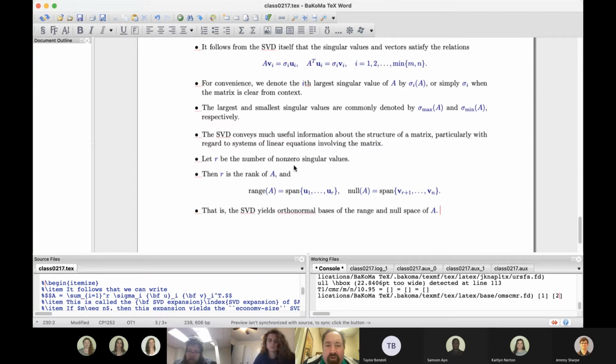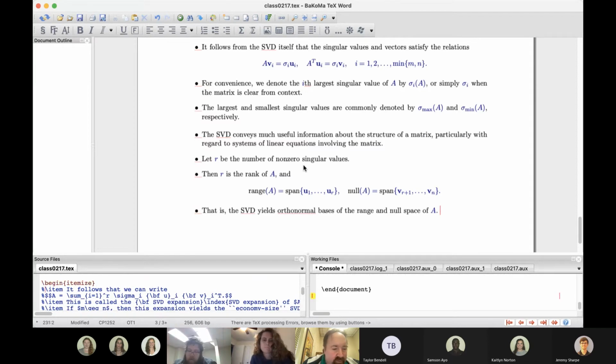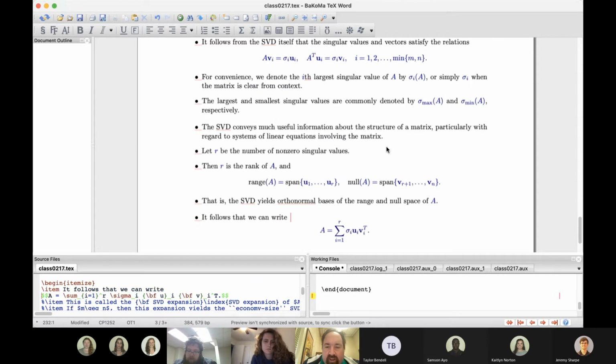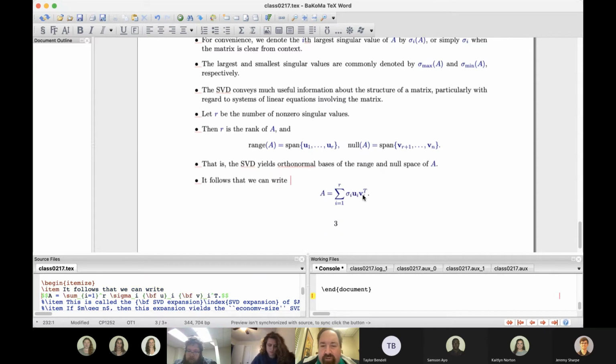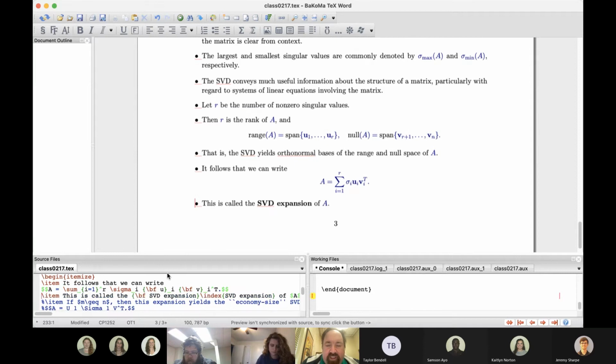Now, because r is the number of non-zero singular values, I can write A this way as a sum of r terms involving a singular value, a left singular vector, and then a right singular vector transpose. This just comes from the perspective of matrix multiplication as a sum of outer products. We only need r terms because that's how many non-zero singular values you have. So this is called the SVD expansion of A.